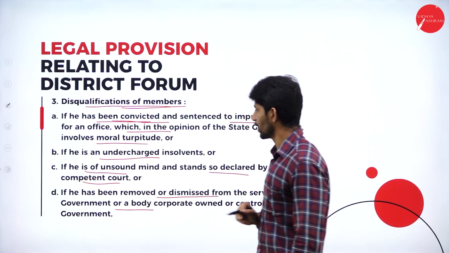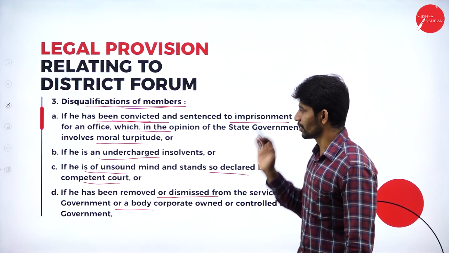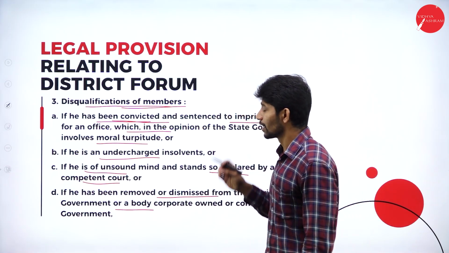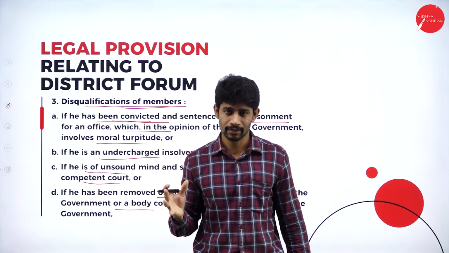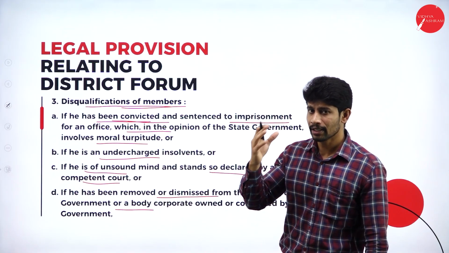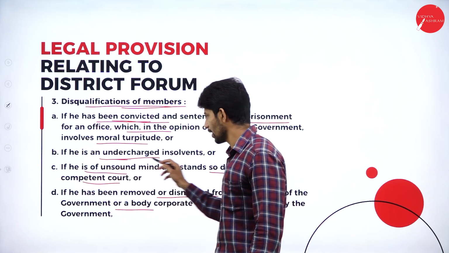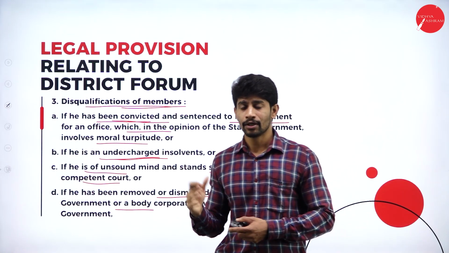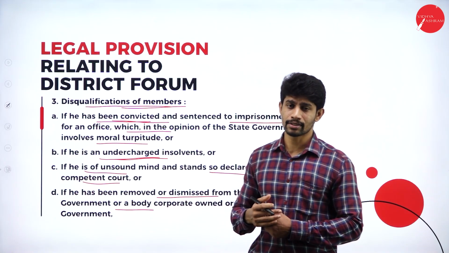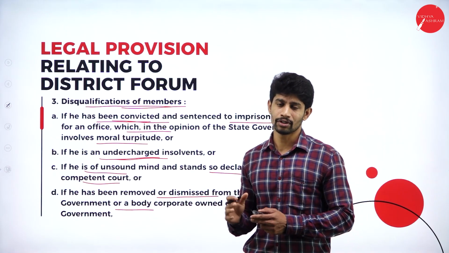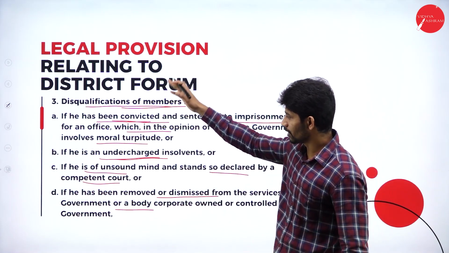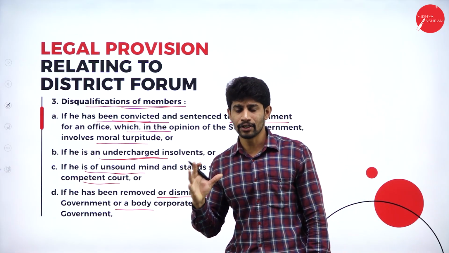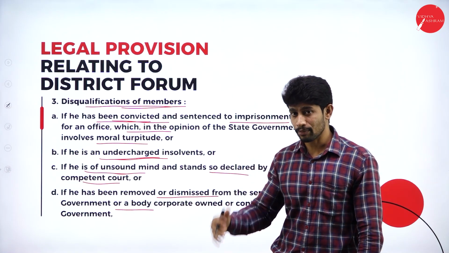If he has been convicted and sentenced to imprisonment for an offence. That means if a person is convicted in a particular case for any offence, at that time he will be disqualified. And if he is an undischarged insolvent, that is, if he fails to pay back the amount he has taken as a loan or debt from others, on property or something else, at that time also he can be disqualified. And if he is of unsound mind, that means if he is mentally not fit, at that time also he will be disqualified.